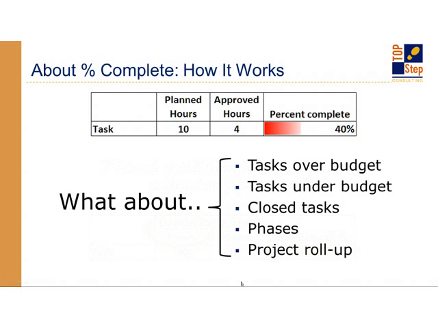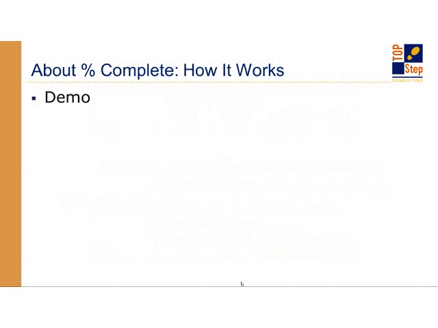What happens when tasks go over budget? Or if we complete a task under budget, do we have a task hanging out there at less than 100% complete? What about when I close a task? How do phases and project roll-ups work? Well, that's what we're going to dig into next.